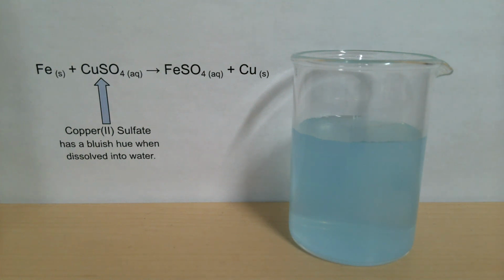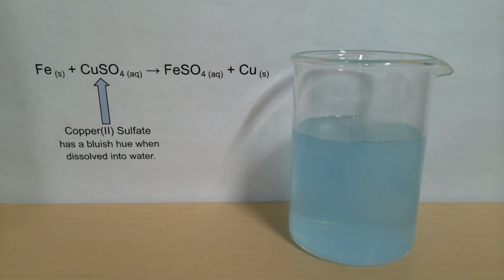Okay, so here we have copper sulfate dissolved in water, and you can see that it has a bluish tint. I'm going to put iron in the copper sulfate solution, and you will see the change that occurs. The copper in the copper sulfate will actually replace the iron, and they'll switch places. So the iron will go into the solution, and the copper in the copper sulfate will come out of the solution as a solid.